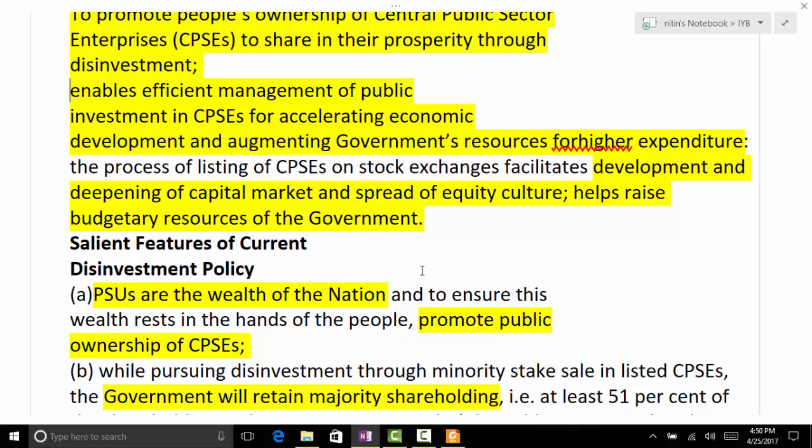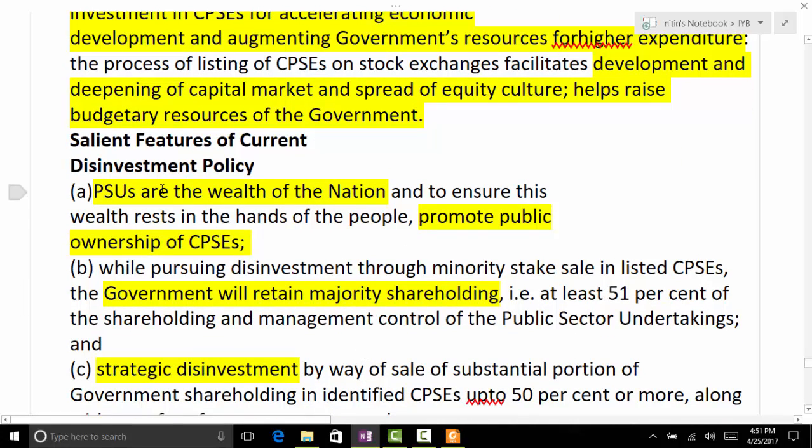This is something different that doesn't come directly to your mind when you talk about disinvestment, right? The point is deepening of the capital market and spread of equity culture. What does it mean? When the government has 100% shares, as in BSNL, and it offloads say 25%, now people will have the shares. They will trade in the market, the capital market. Indians generally don't lack an equity culture, but disinvestment will make more of it travel in the market, in the form of stocks.